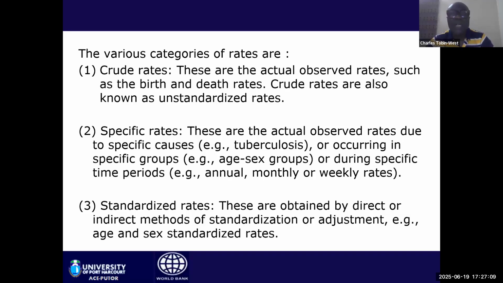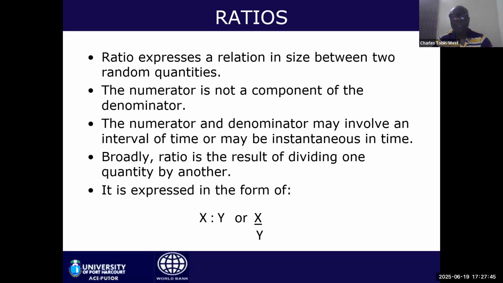If you want the real picture, you go ahead and standardize those rates. And when you standardize those rates, it will be clear to you whether truly there are more death rates in Rivers compared to Abia. You might be shocked that when you standardize the rate, there will be more death rates in Abia than in Rivers. That is why crude rates are just those rates you observe, and in epidemiology, we don't make much use of them, because they have some shortfalls. Then ratios.